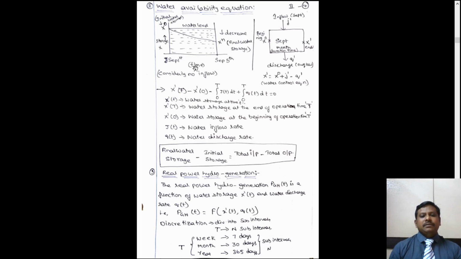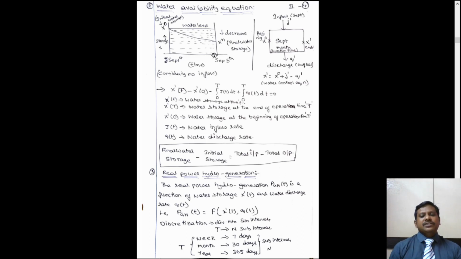During this particular period of time, x is considered as the complete storage of water. x naught is the initial water storage, and xn is the final water storage remaining. This is similar to the water tank at your homes. In the morning at 6 o'clock the water will be filled, and around 7 p.m. the water level in your tank will have decreased, right?